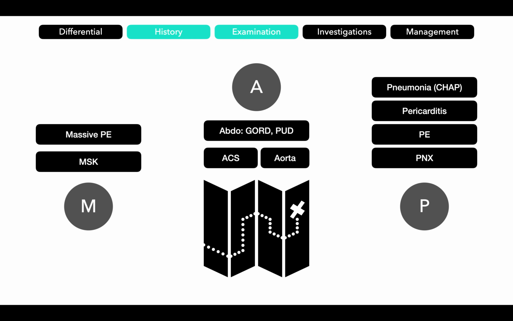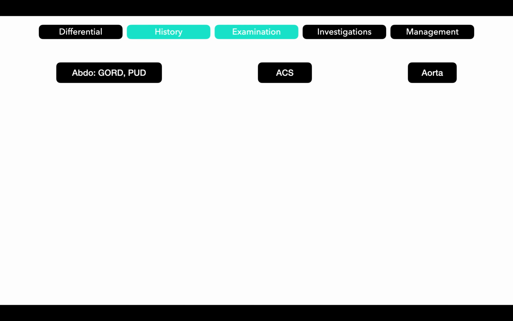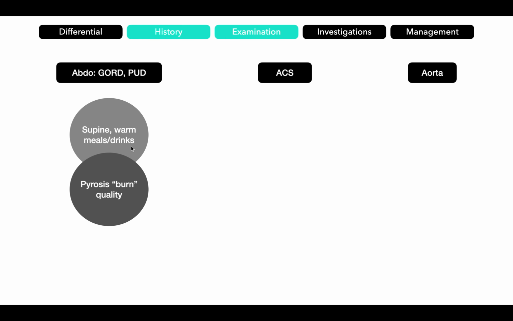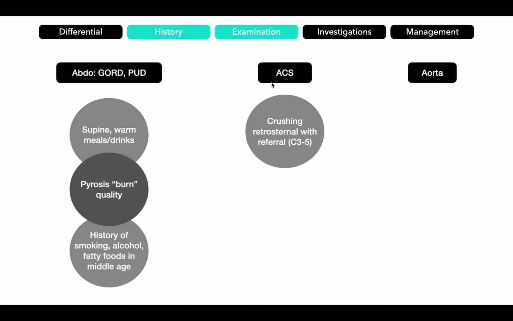So if we move to the A's now, abdo, so GORD and peptic ulcer disease. These kinds of pains are a bit different and quite characteristic. They're worse when the patient's lying down and when they take warm meals or have drinks. The quality is a burning sensation, which is called pyrosis in the medical nomenclature, and they have a history of smoking, alcohol, fatty foods, into middle age.